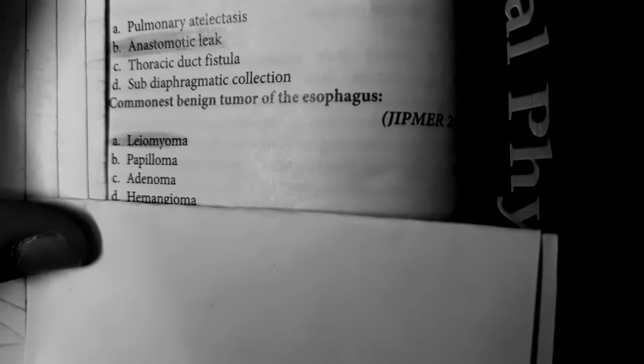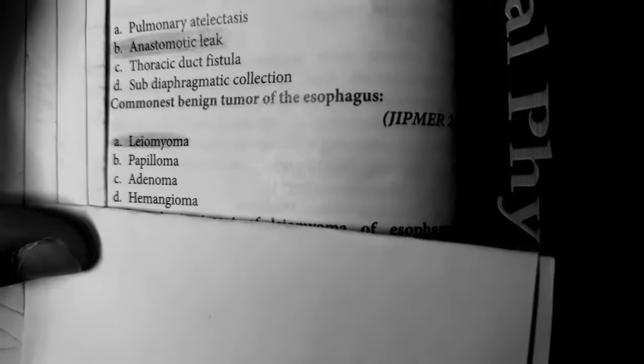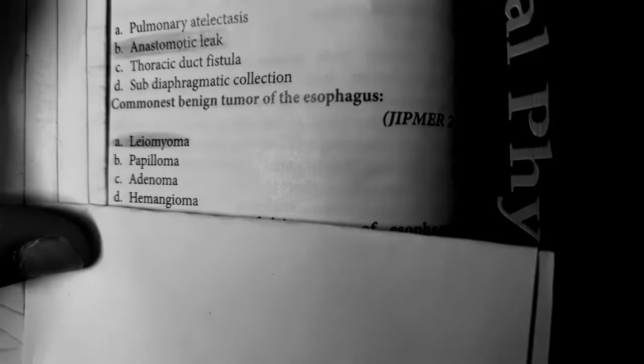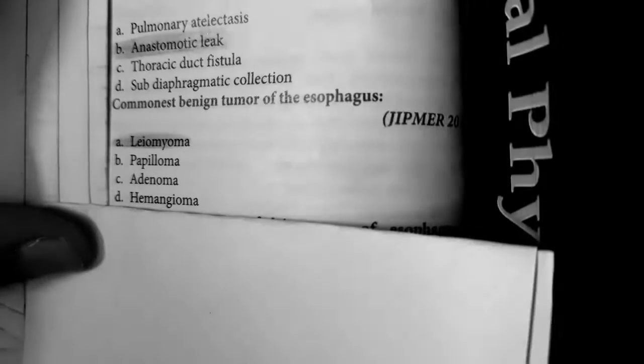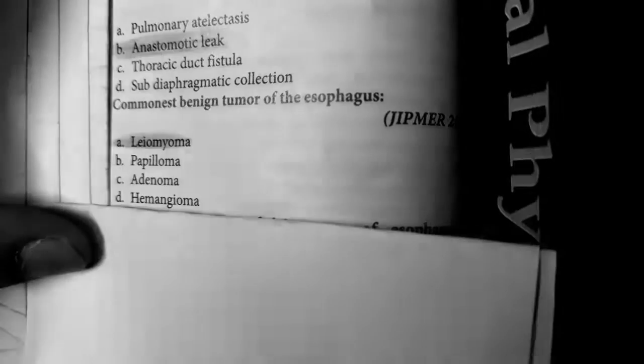Leiomyoma is most commonly seen in males. It is most common in the lower two-thirds of esophagus. Dysphagia is the most common symptom in leiomyoma. The best investigation done in leiomyoma is barium swallow. The best treatment in leiomyoma is enucleation. So all these are the most common in leiomyoma.